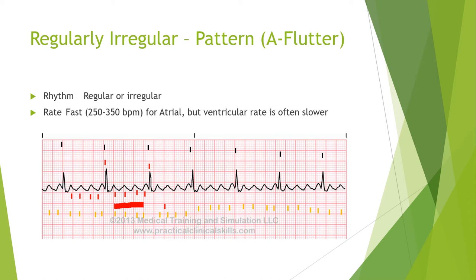We can't tell if this is a T wave, a P wave, or the both of them together. So the atria is going significantly faster. But this has a pattern. It's irregular, but it's a patterned irregularity, or a regular irregular.